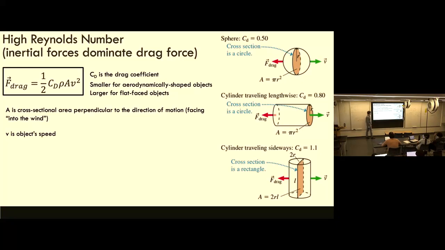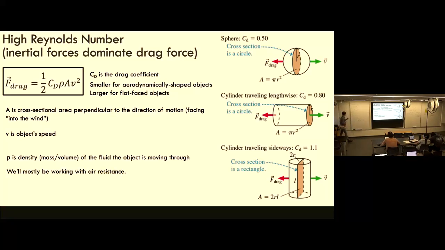And the very last one is this object called rho. This is the density. So this is telling me how much stuff is in front of my object that it needs to move out of the way. So for us, this is basically going to be the air density. I don't think we've ever talked about this object called density before. So density is basically how much mass is in a particular volume.